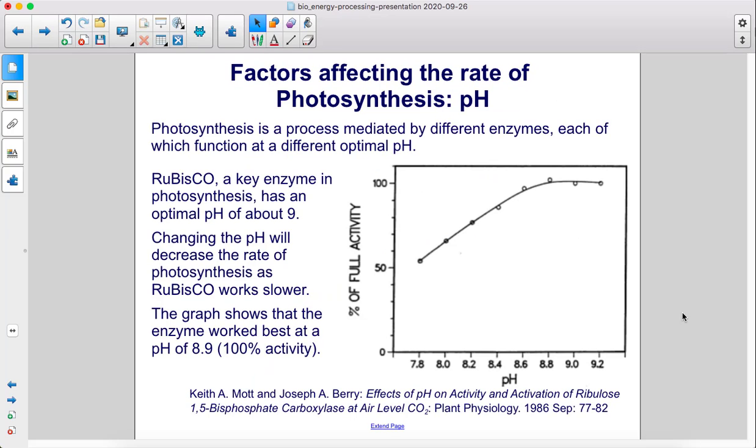Photosynthesis is a process mediated by different enzymes, each of which functions at a different optimal pH. Rubisco, a key enzyme in photosynthesis, has an optimal pH of about 9. Changing the pH will decrease the rate of photosynthesis as Rubisco works slower. The graph shows that the enzyme worked best at a pH of 8.9. There was 100% activity.